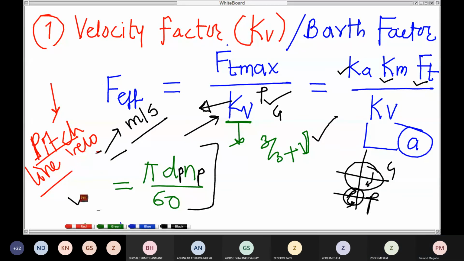Yes, sir. Is that understood? Correct. So just write down this. Pitch line velocity is calculated by pi Dp Np by 60. That will be the pitch line velocity we need to calculate directly.